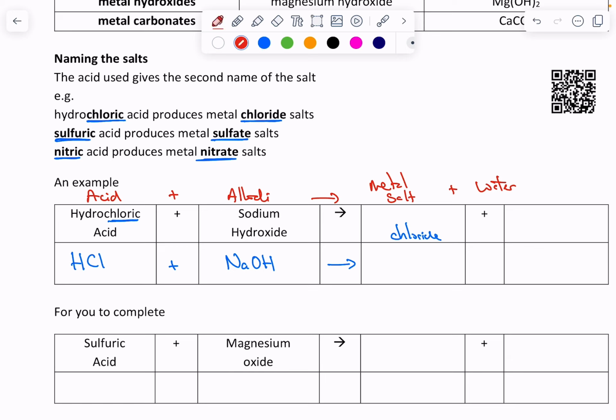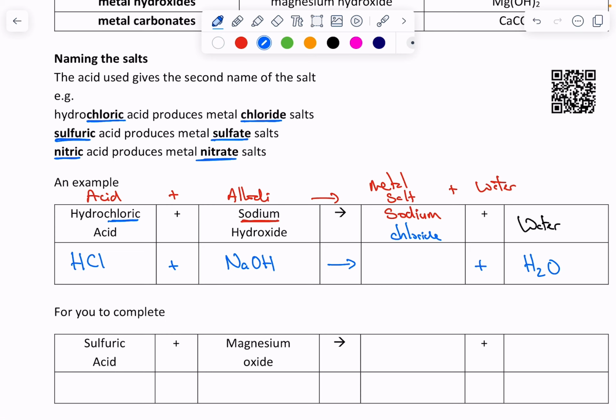The first name of the salt comes from the metal. So the first name is going to be sodium. The metal in the alkali gives us that first name. And then we have plus water. You want to fill some formulas in here. So water, hopefully we remember, is H2O.